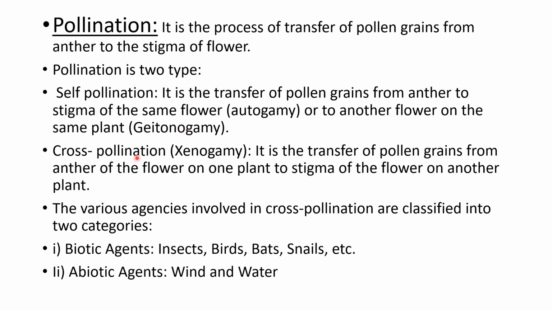Cross-pollination is also known as xenogamy. It is the transfer of pollen grain from anther of a flower on one plant to stigma of a flower on another plant. The various agencies involved in cross-pollination are classified into two categories, either biotic agencies or abiotic agencies. Biotic agents include insects, birds, bats, snails, etc. And abiotic agents include wind and water.